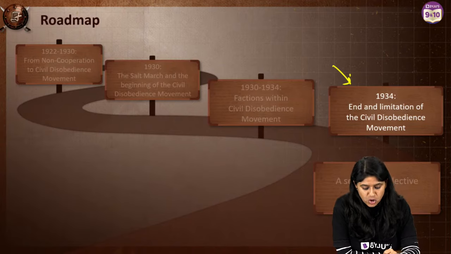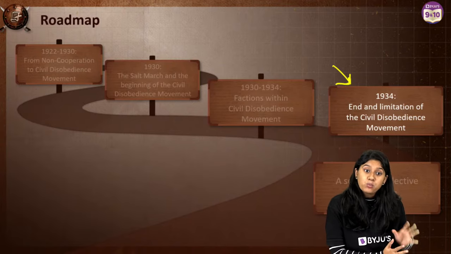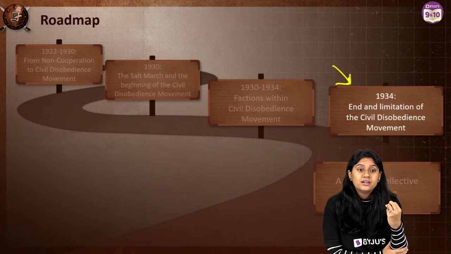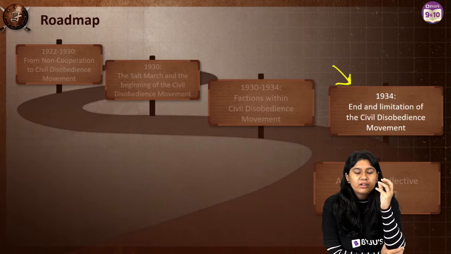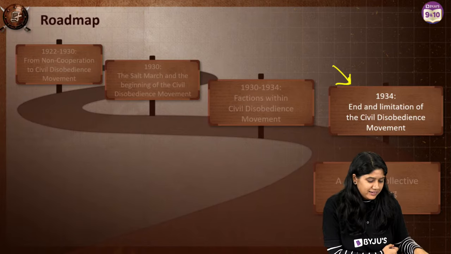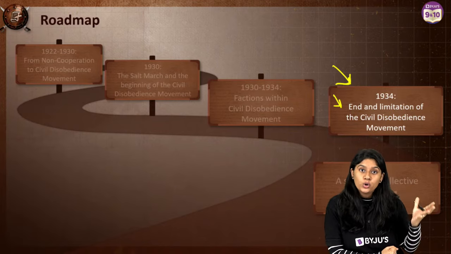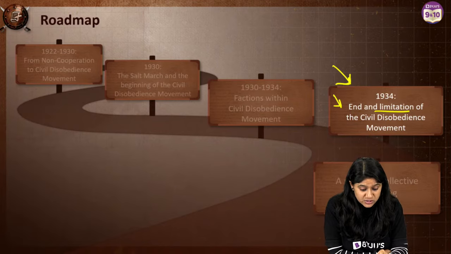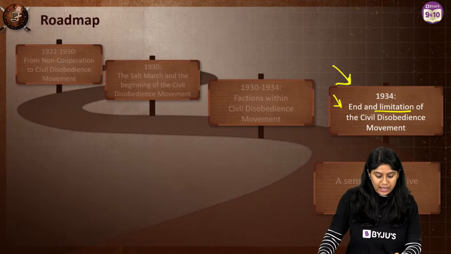Moving ahead, everyone, let's talk about the end of the civil disobedience movement. What happened? We know the history, right? This also ended not on a very good note, and we saw some of the sad ending of this particular movement. So let's see what happened.